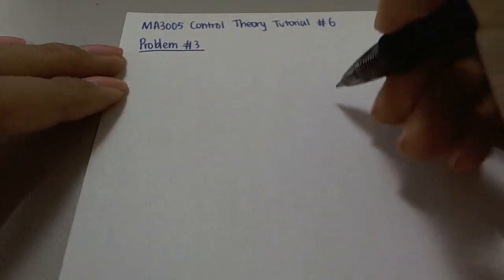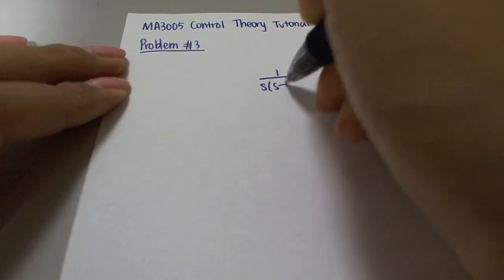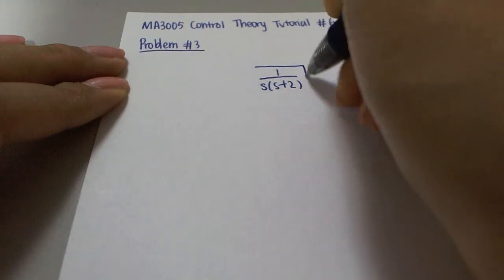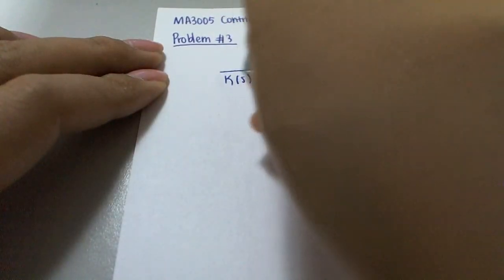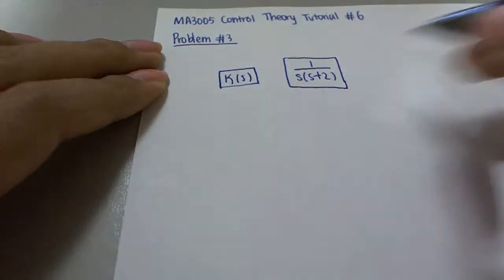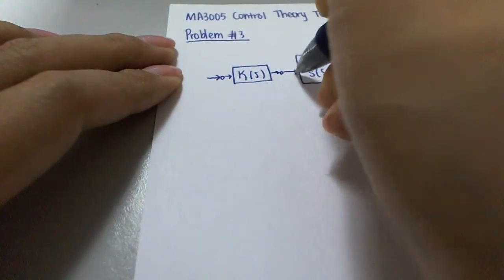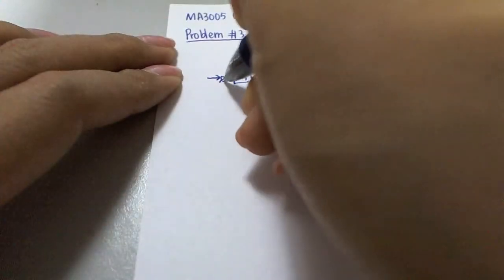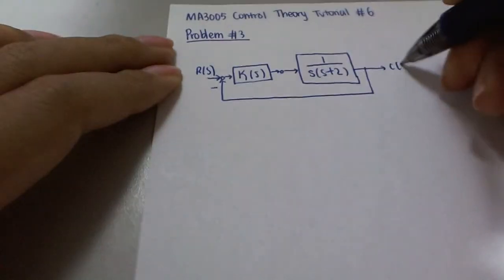and the block diagram basically consists of the plant or the system 1 over s multiplied by s plus 2, and then we also have a controller K of s, and then everything is given a negative unity feedback. So we have an input R and output C.